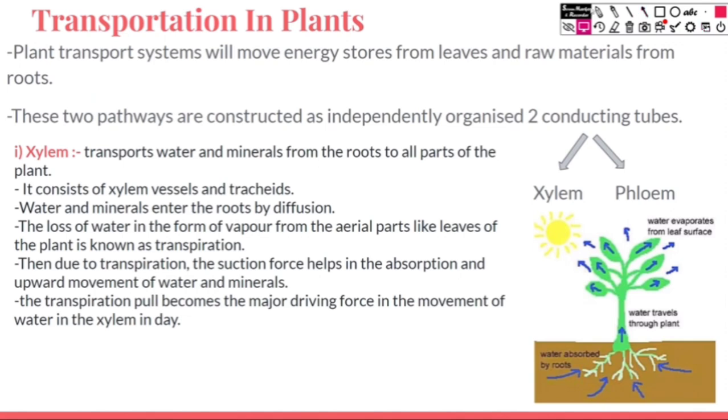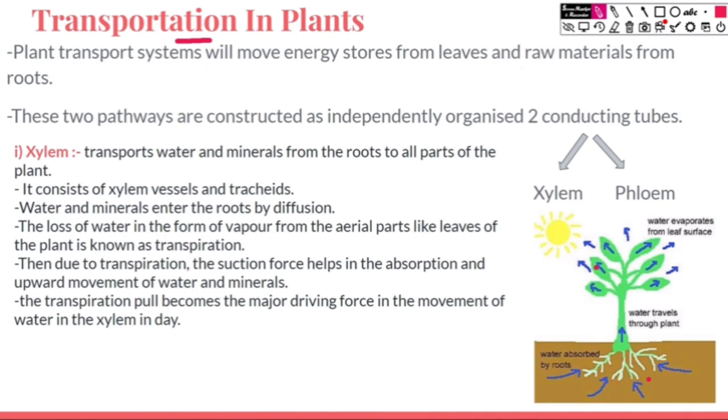So we are going to start with transportation in plants. As I have told you, transportation means to transport some raw materials, some food particles or any component from one part to another part of the body. Now in plants we know that the food is prepared in the leaves. From the leaves these food materials need to spread throughout the body. The water and minerals which are absorbed from the roots also have to be transported throughout the plant body.